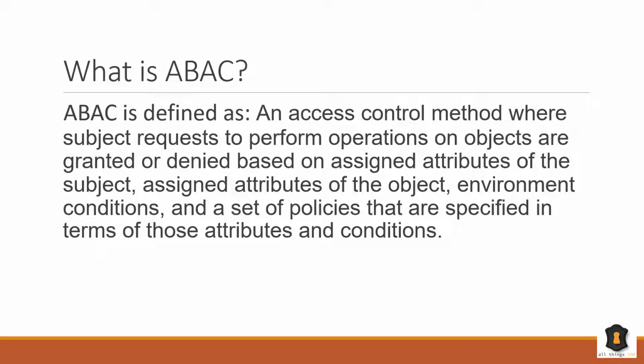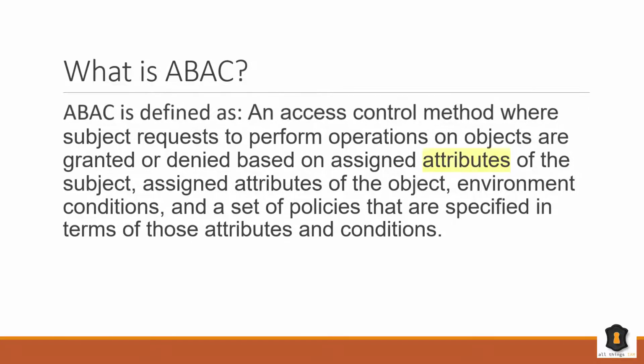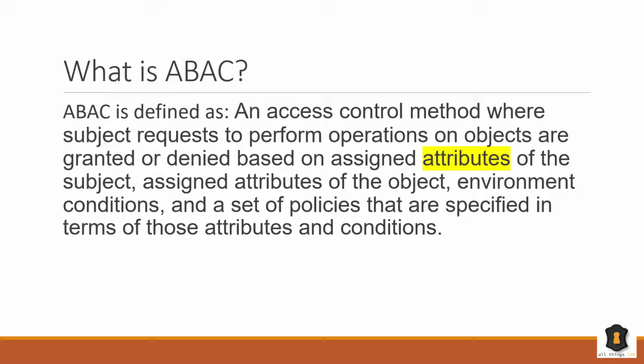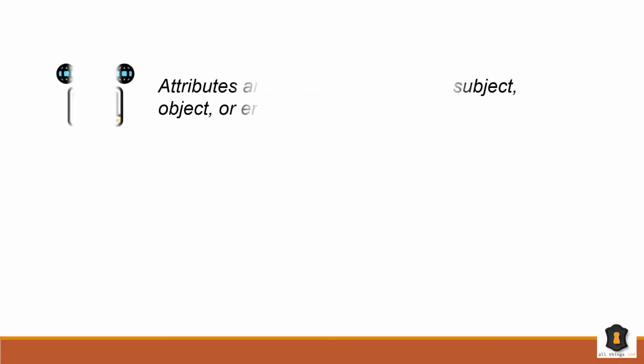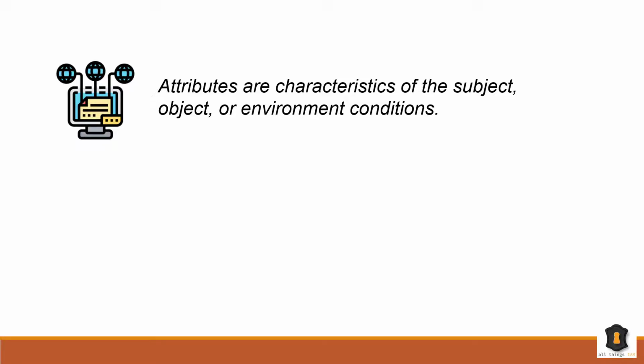Yeah, I just read that whole definition for you, which is on the screen, but I really want to drive that message because this came from NIST. What I really want you to focus on is that highlighted word, attributes, and what does that really mean? So when we look at attributes, what we're looking at is this. As defined by NIST, attributes are characteristics of a subject, an object, or environmental conditions.